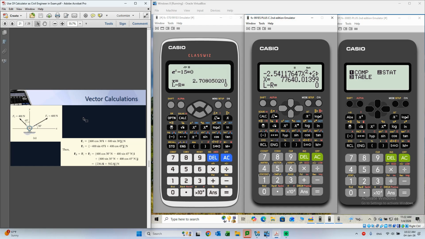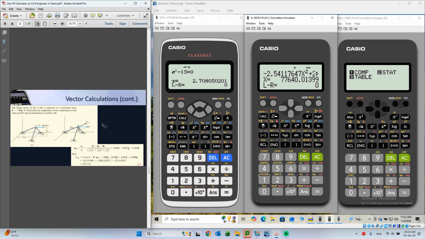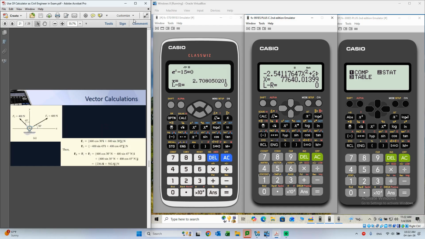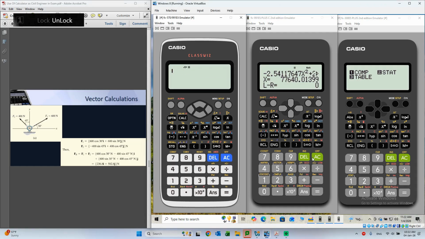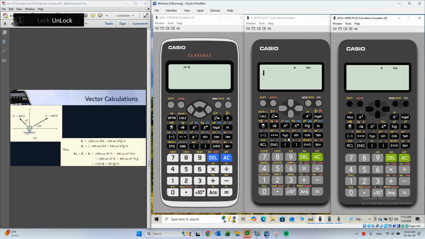Alright, let's move on to the vector calculation. Also in statics we use vector calculation, and the calculator can do vectors for us. Now where do the vectors go here? You might see them, let's say not on the 300 ES. This one, you see number 5, above number 5 you see vector here.